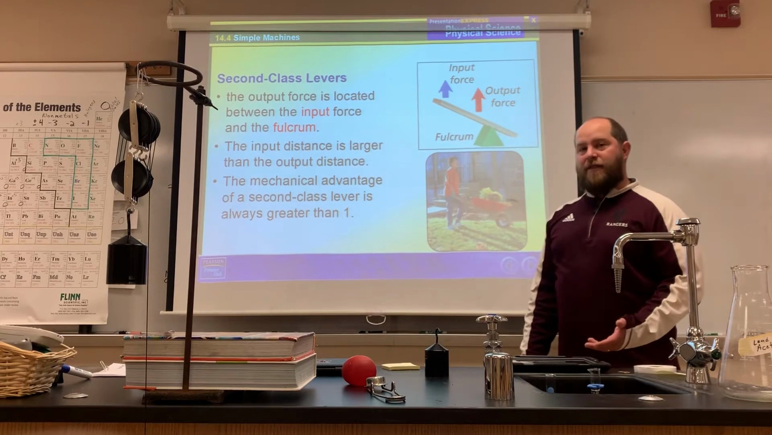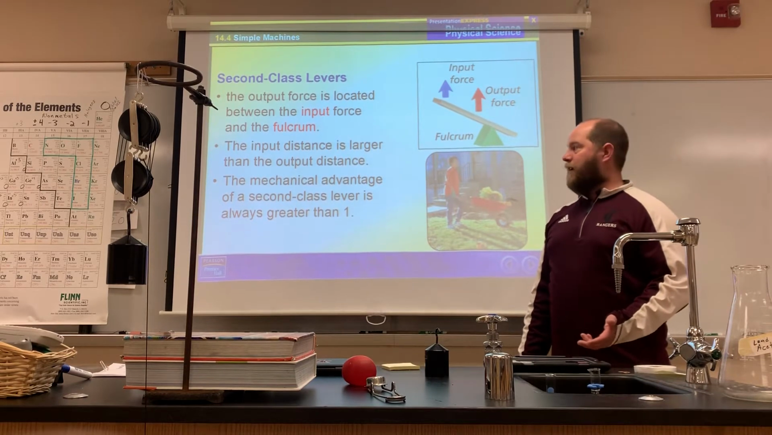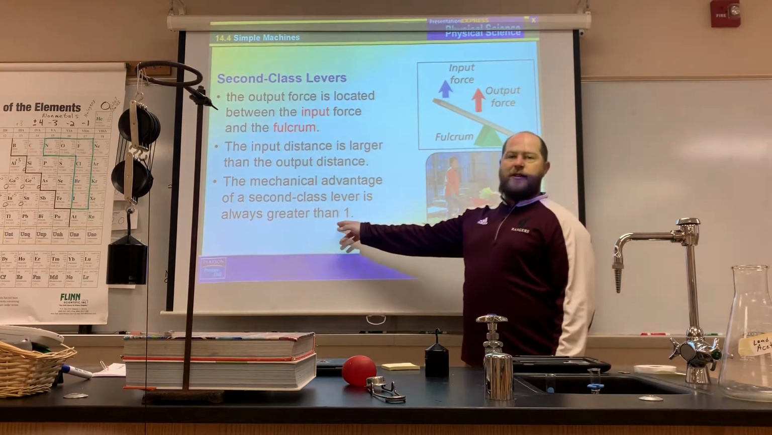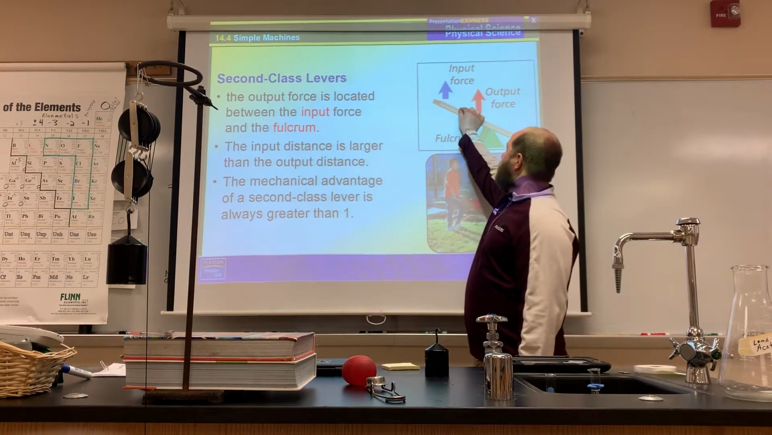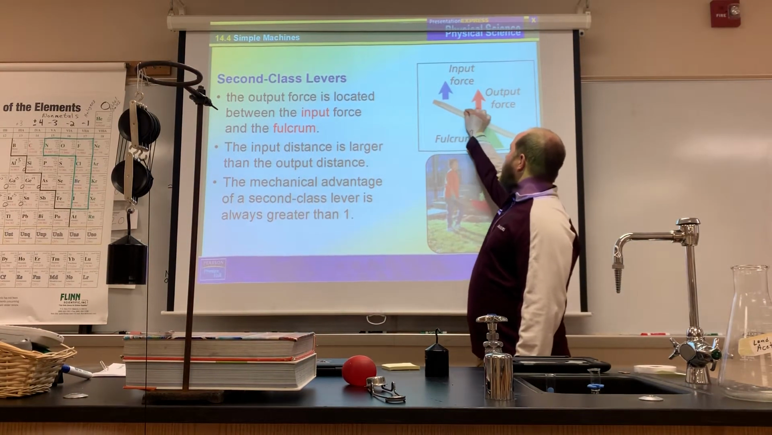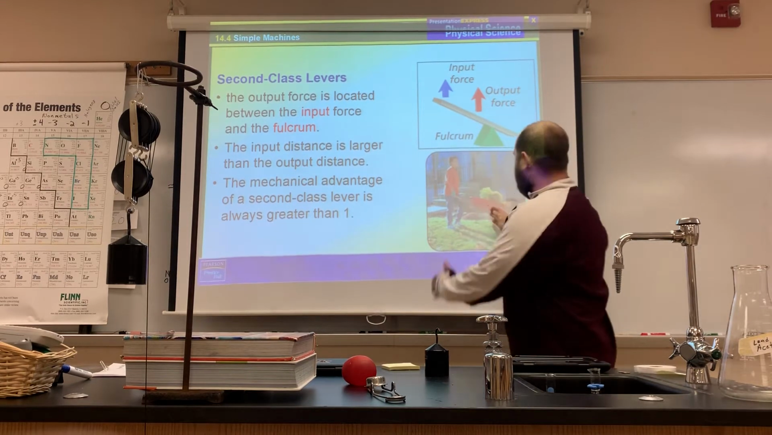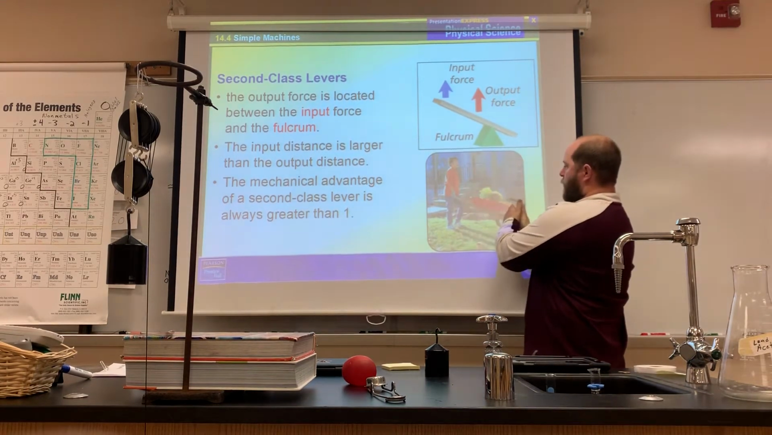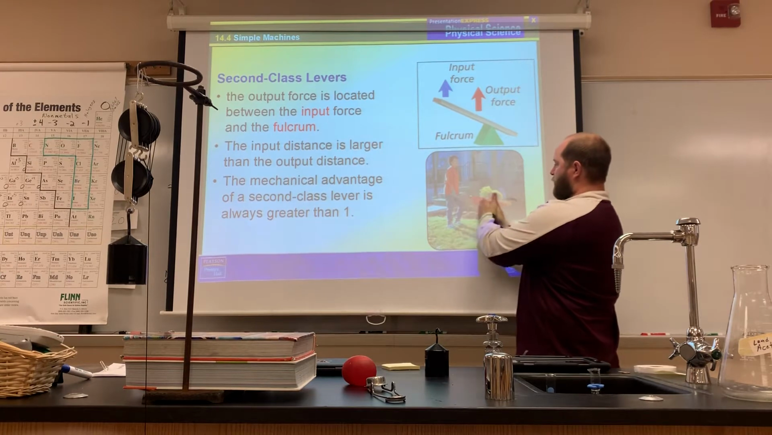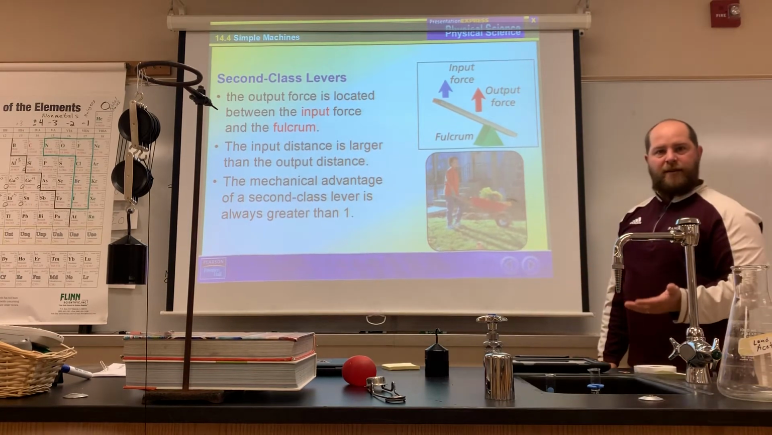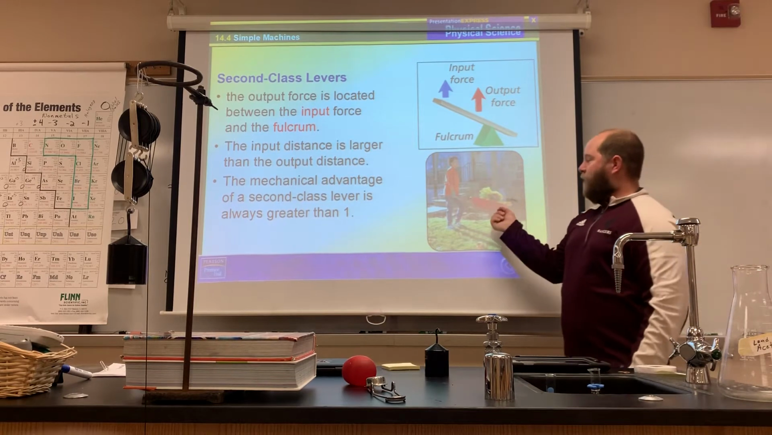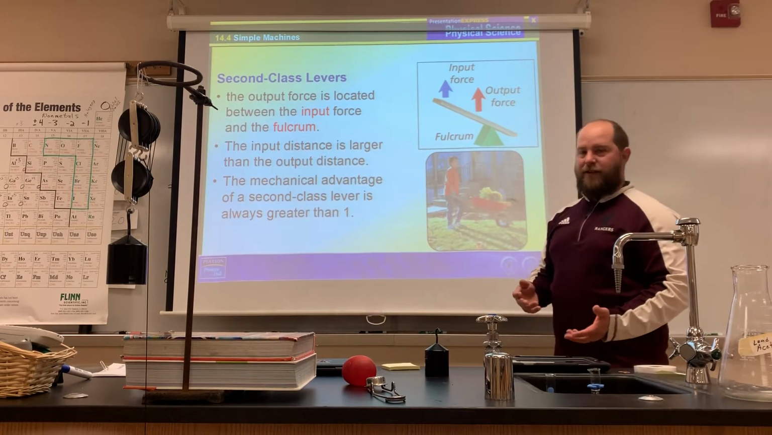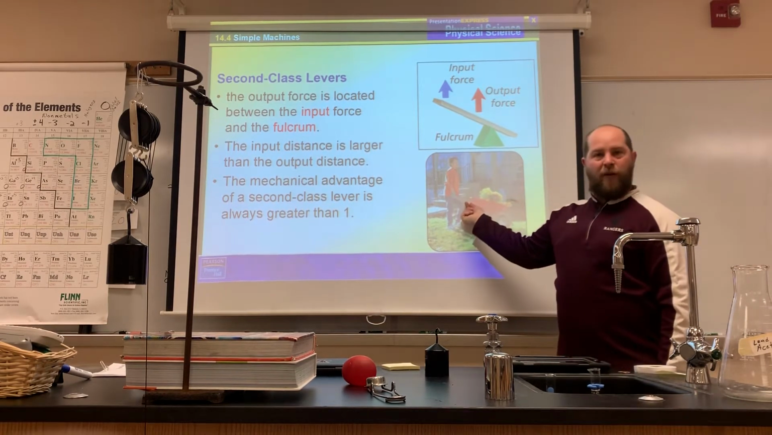The mechanical advantage of second class levers is always going to be greater than 1. So anywhere you move the flower pot along this, even close to the fulcrum, you're always going to get a mechanical advantage greater than 1. Now, if you've ever had any experience with wheelbarrows, you know that if you put all the weight right here, it's harder to move around.